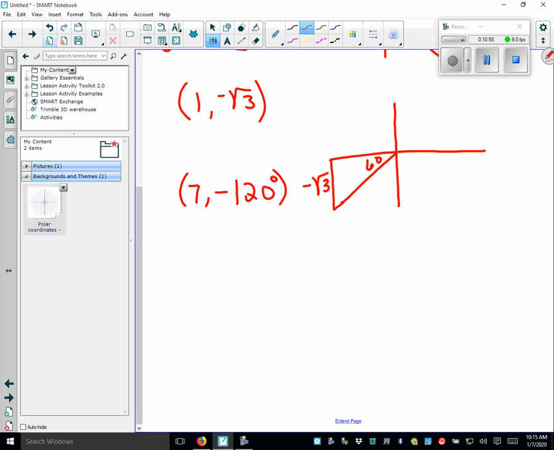Oh, wait, no. Okay, wait. Got you. I haven't done this in a while. So what's the other side? Negative 1. Oh, good job, you got the negative. Success. So what is x equal to? X is 7 times negative 1/2? What's y equal to?